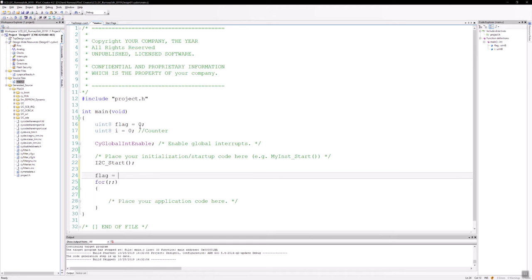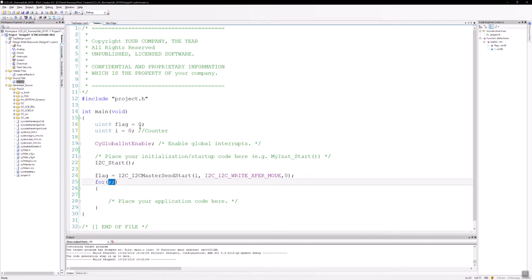Here I'm going to do a flag is equal to, actually I want to do it this way. Flag is equal to I2C master send start, and then it doesn't really matter whether you're setting it up in read mode or write mode. I just did the write mode, so write transfer mode, and then an infinite timeout.